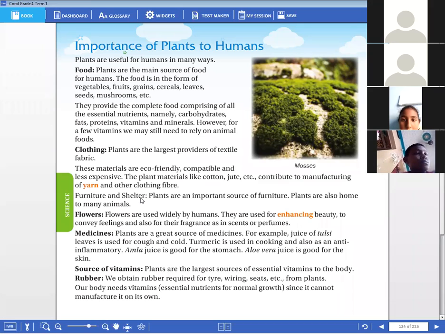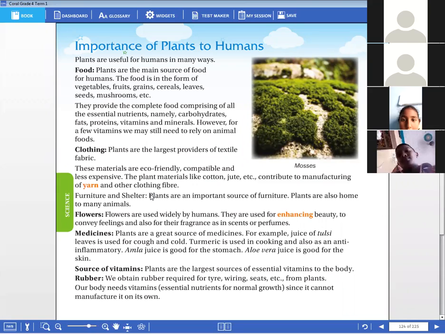And for the fragrances in scents and perfumes, nowadays you are using many perfumes and sprays, no children. All children might have an idea about perfumes and sprays. So that those perfumes have a nice smell, lots and lots of flowers are used. You will be crushing lots and lots of flowers and extracting the nice-smelling liquid from that, and it will be used in your perfumes. Like that we use flowers also.